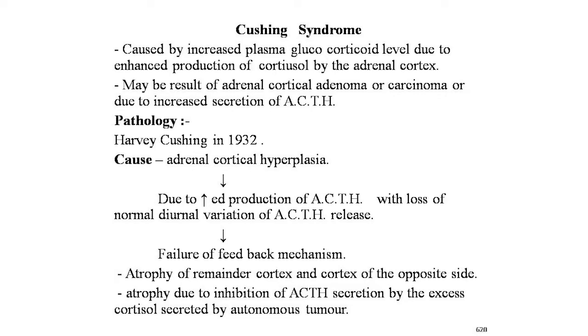hyperplasia due to increased production of ACTH, with loss of the normal diurnal variation of ACTH release, and there may be failure of the feedback mechanism. Atrophy of the remainder of the cortex and the cortex of the opposite side occurs due to inhibition of ACTH secretion by the excess cortisol secreted by the autonomous tumor.